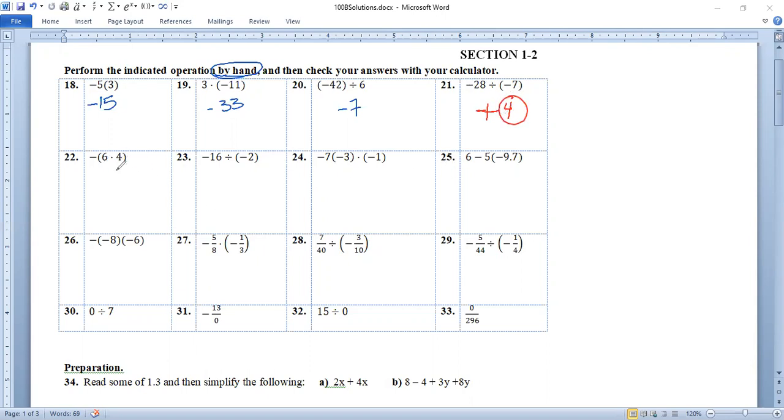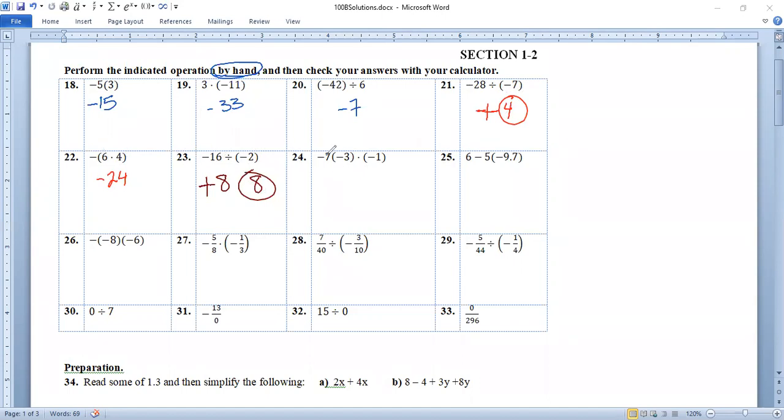Here we have 6 times 4 is 24, and then the negative out front. The next one, negative 16 divided by negative 2. 16 divided by 2 is 8. And it has two negatives, and those two cancel each other out. And we get a positive 8.